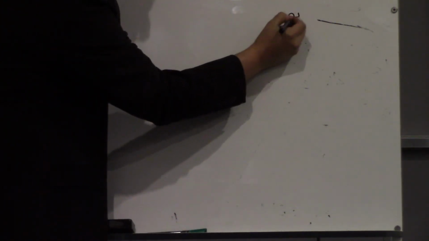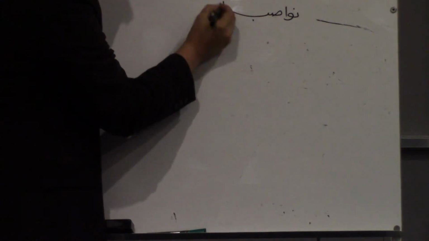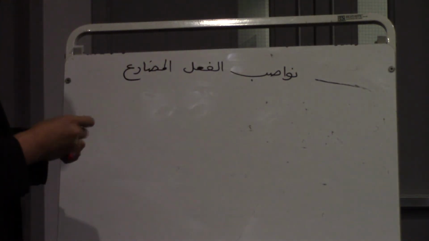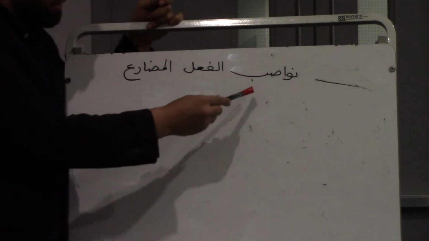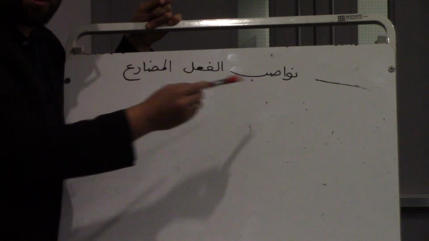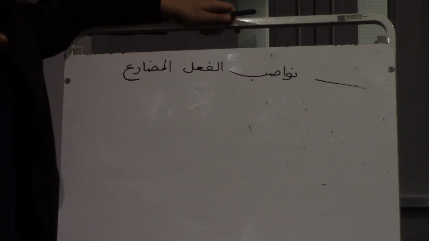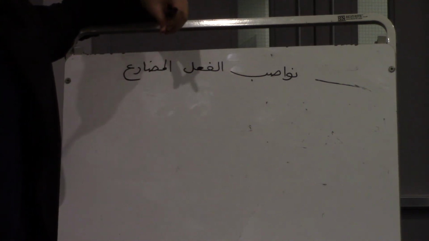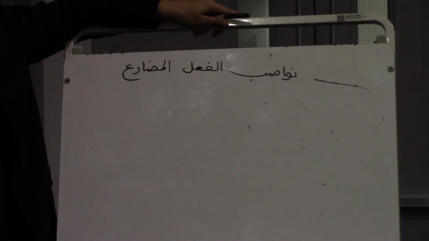So he counts the nawasib. So everyone pay attention, this is important. The nawasib of the present tense verb: the tools that will cause nasb for a present tense verb. Okay, the prepositions that cause nasb, that affect the present tense verb and make it mansub. Because the present tense verb by default is always marfu', just like all words in the Arabic language.